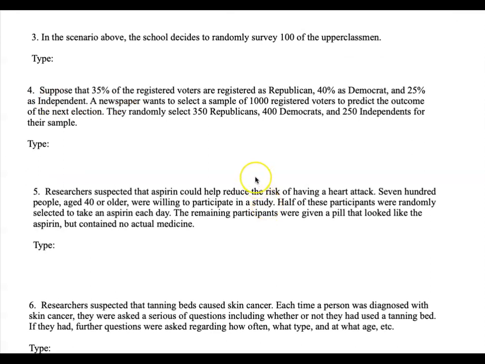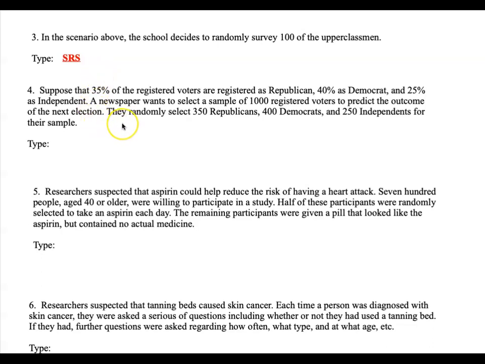Flip the page. In the above scenario, the school decides to randomly survey 100 of the upperclassmen. Well, now we're not doing everybody, so it's not a census anymore. We're going to just randomly pick 100 people. And so that's a simple random sample. That's the easiest method and most common method to do.